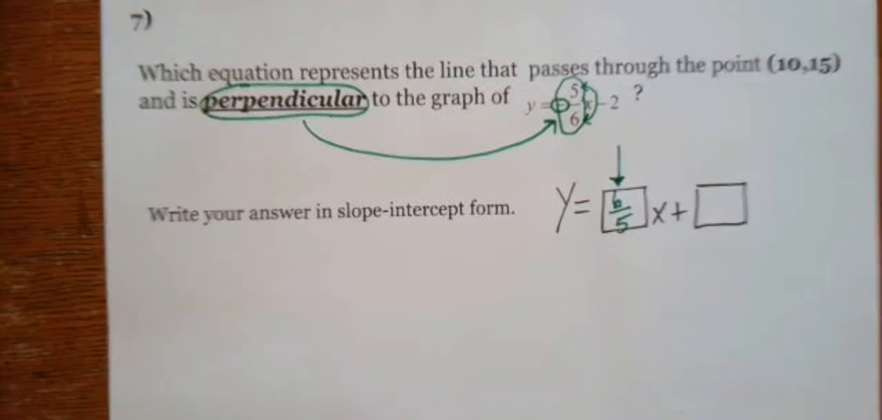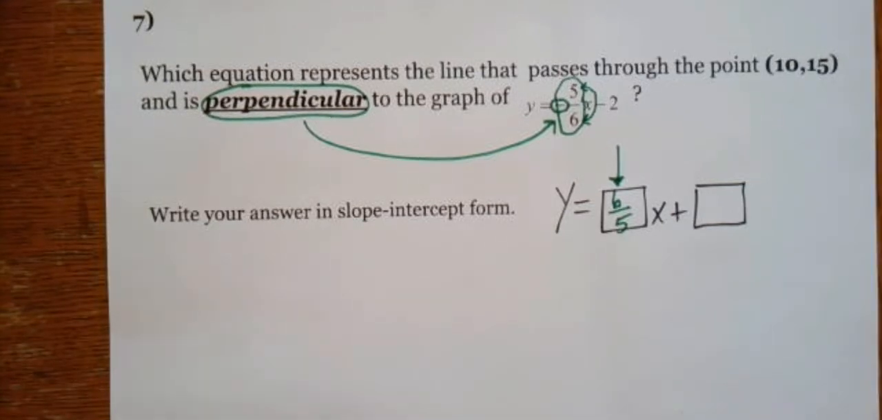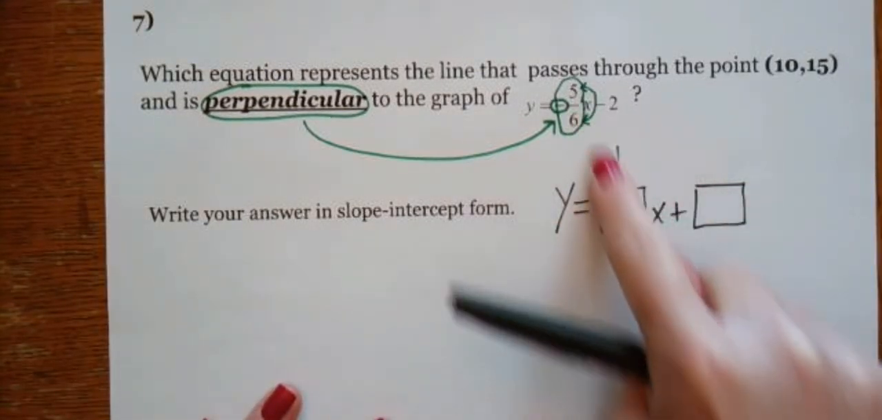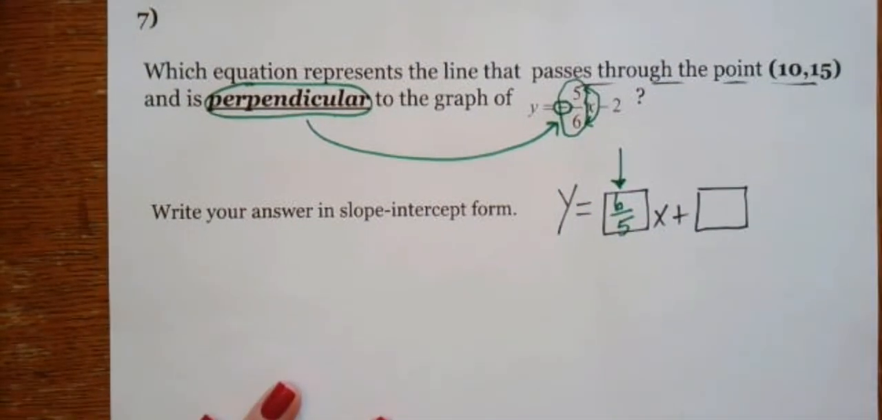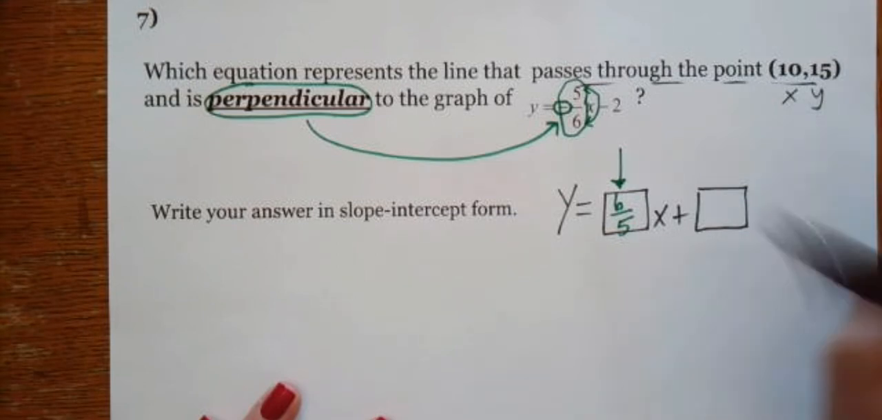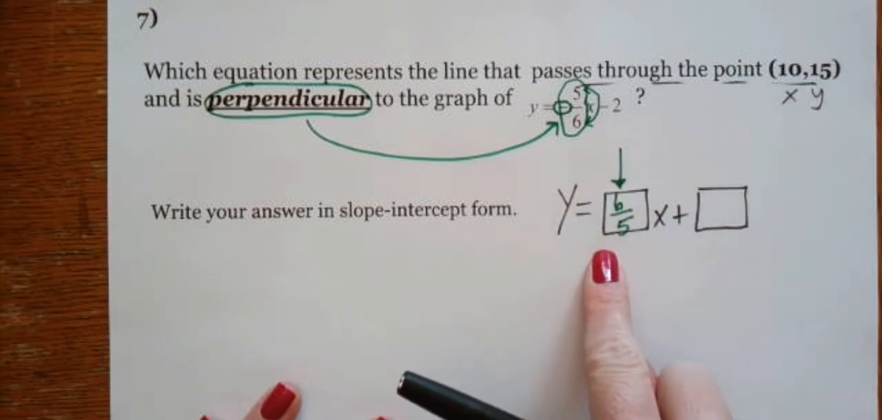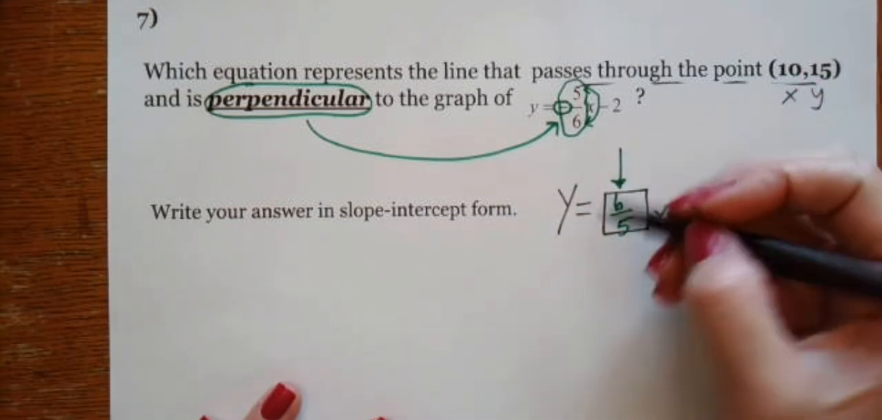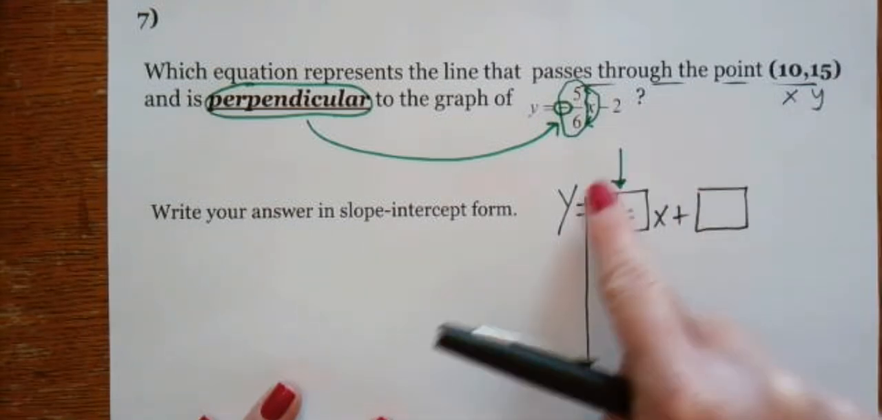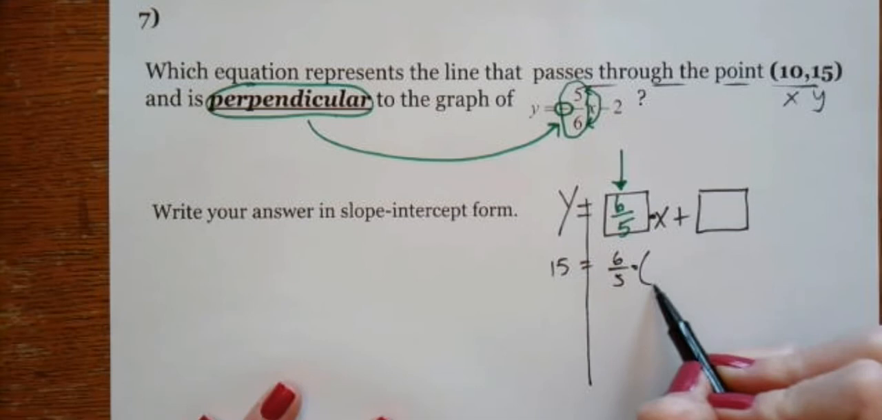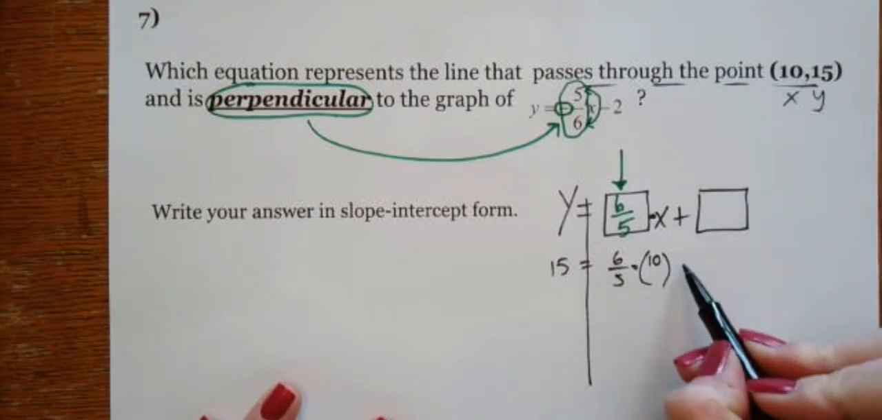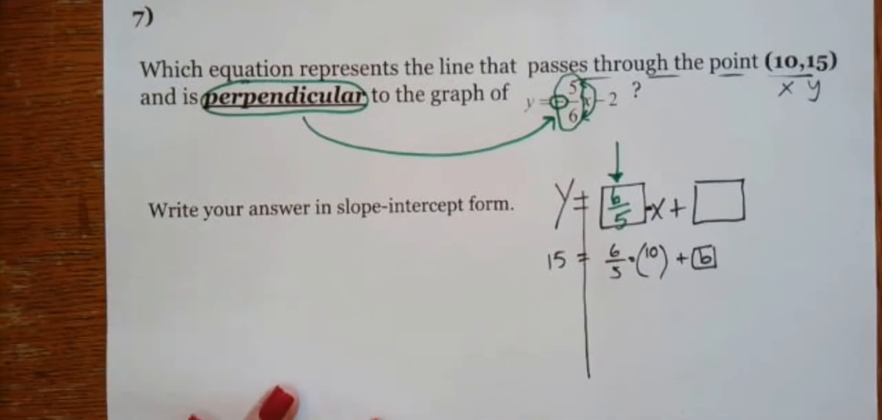Okay, now it's asking us to find the equation of the line that's perpendicular. Got it, got the slope, and it has to pass through this point. So this point must be a solution on this line. So I'm going to plug that point into this equation. The y is 15, okay, times x. The x is 10 plus the b, which is what we're trying to solve for.